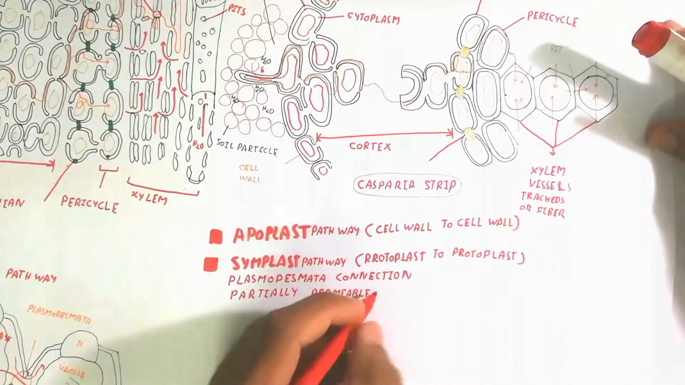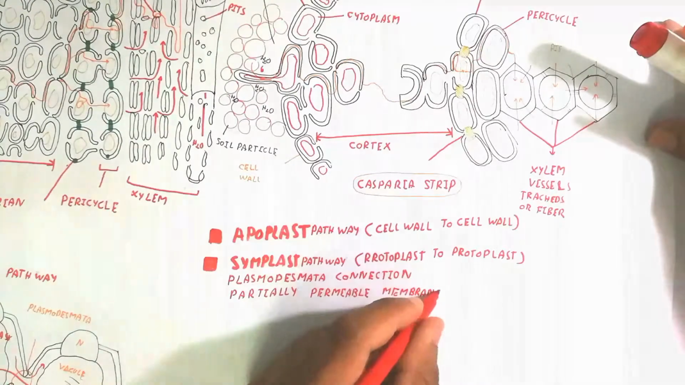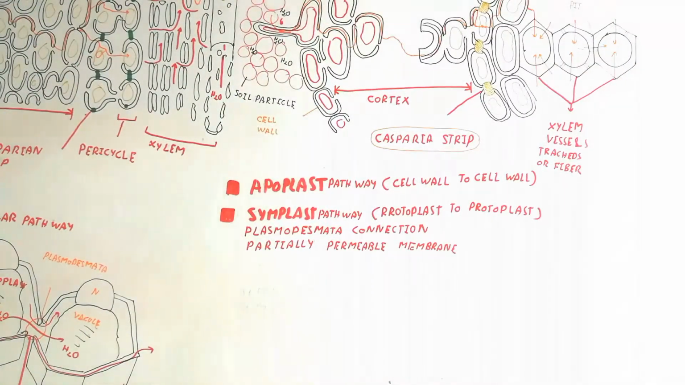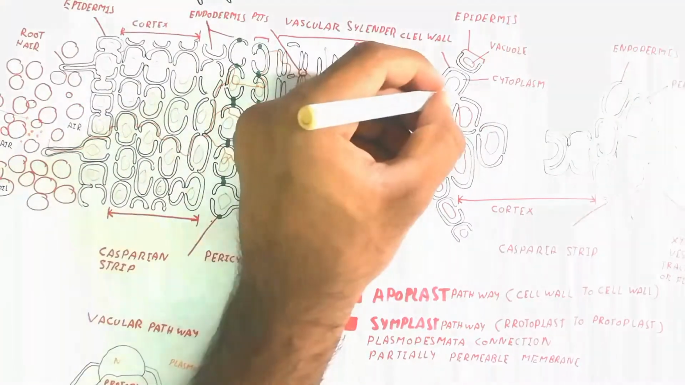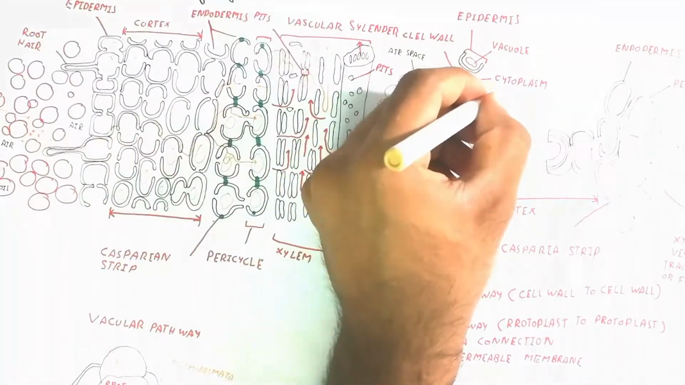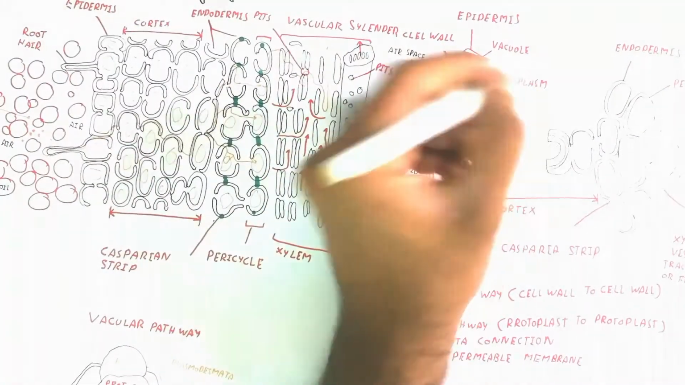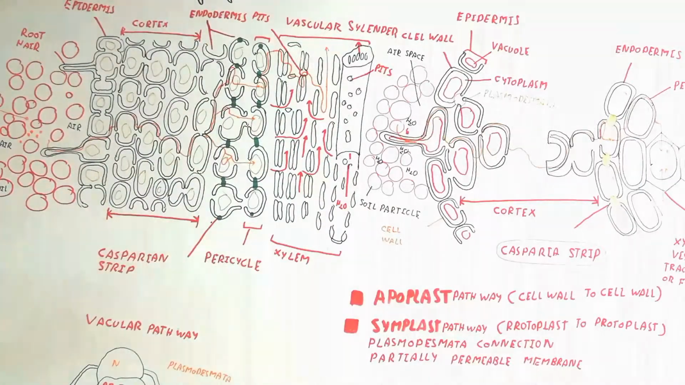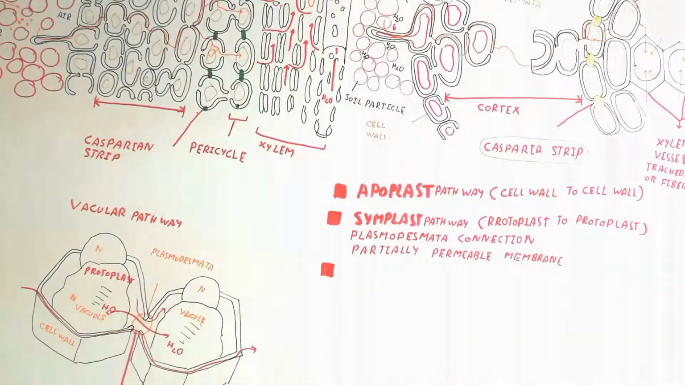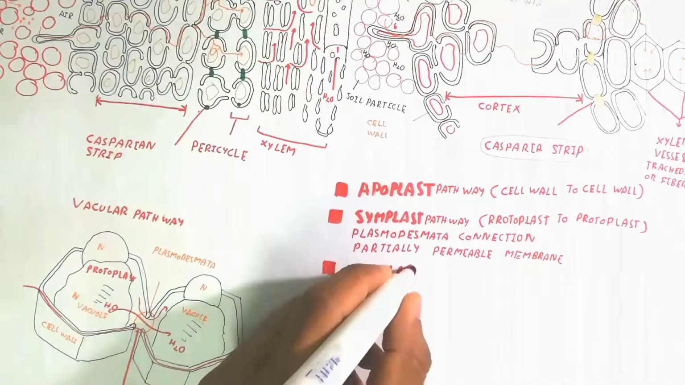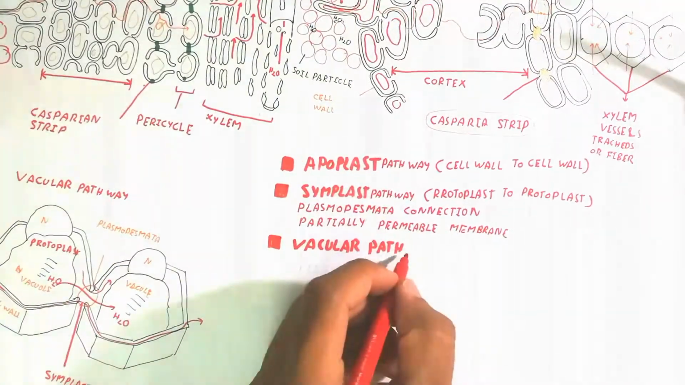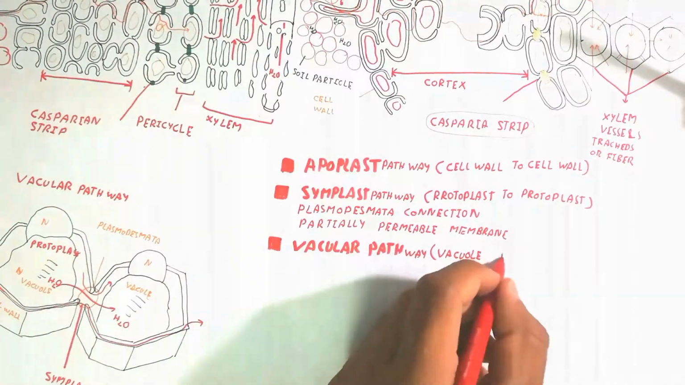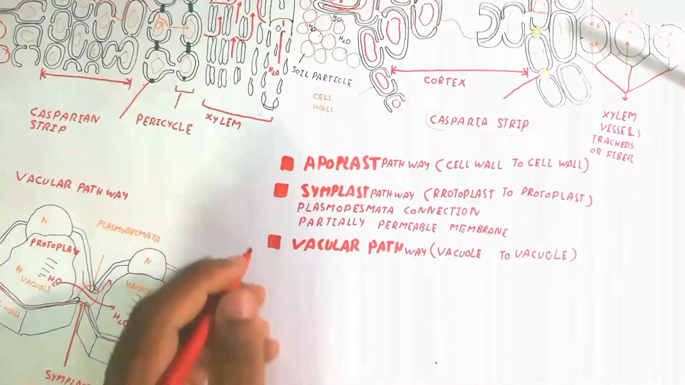And here is the plasmodesmata connection. Plasmodesmata means there's a pore-like structure present between cell to cell, and the lamella is present on the other hand, which we will discuss in the next topic. But here we should understand the plasmodesmata. So here a partially permeable membrane is present between cell to cell, and that is also plasmodesmata.